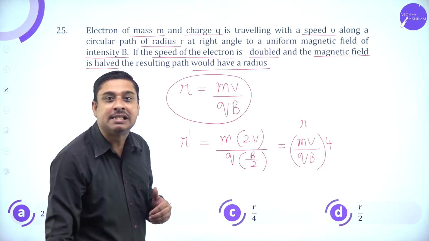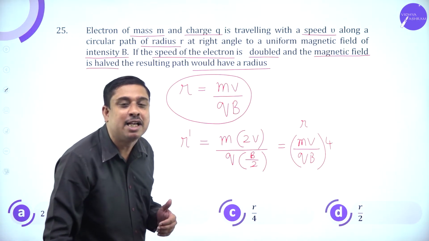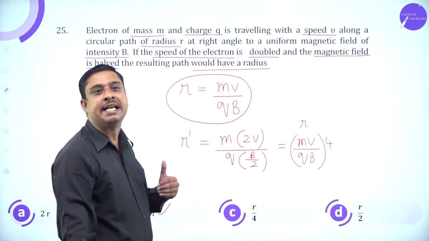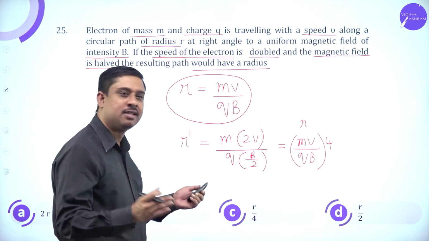So how did the radius change? It becomes 4 times the initial radius. See, very beautiful.